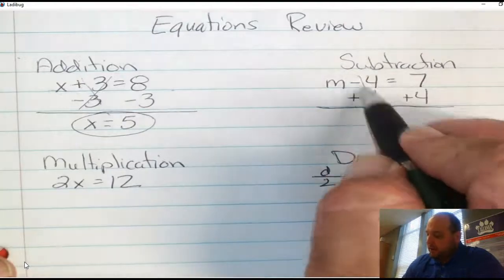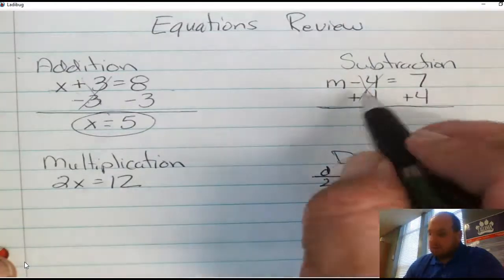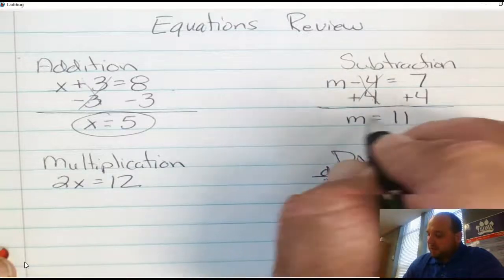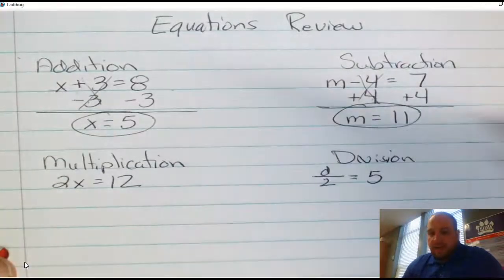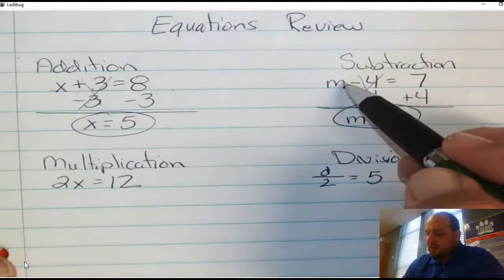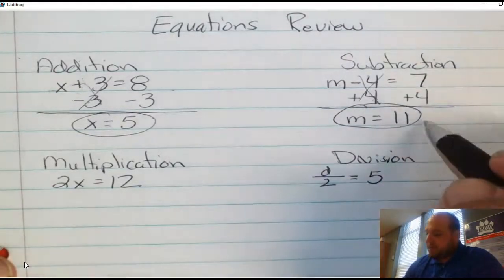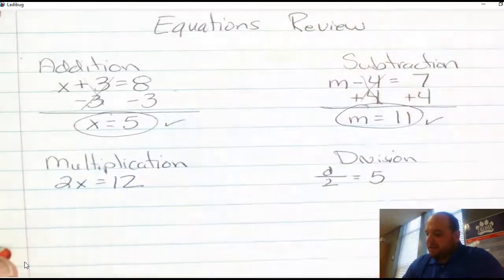All right. This again cancels out because they're opposites. This leaves me with m. 7 plus 4 gives me 11. Okay. Again, I can double check that by putting it back into the equation. I can do 11 minus 4. Does that equal 7? Yes, it does. So this answer checks out just like this one did.